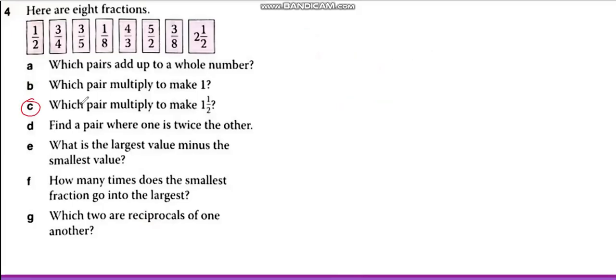It says which pair multiplies to make 1 and 1/2. In other words, they want us to get 3/2. We need to multiply some fractions that give us the product 3/2. So let's observe. Look, we have 3/5 and 5/2. If we multiply 3/5 times 5/2, the 5 and 5 will cancel and we get 3/2 as our answer.